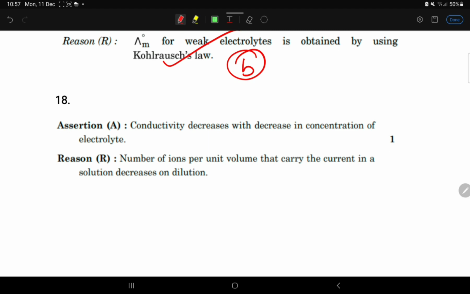Conductivity decreases with a decrease in concentration of the electrolyte. That is a correct statement, because we know conductivity is due to the number of ions per unit volume. So as concentration decreases, conductivity also decreases. The number of ions per unit volume that carry the current in a solution decreases on dilution. So assertion and reason both are correct statements and reason is the correct explanation of assertion. Our option is A.